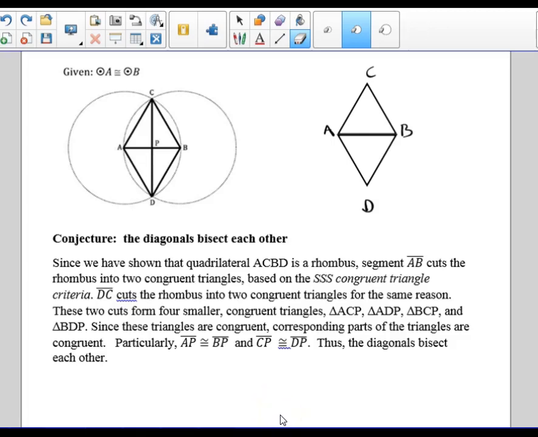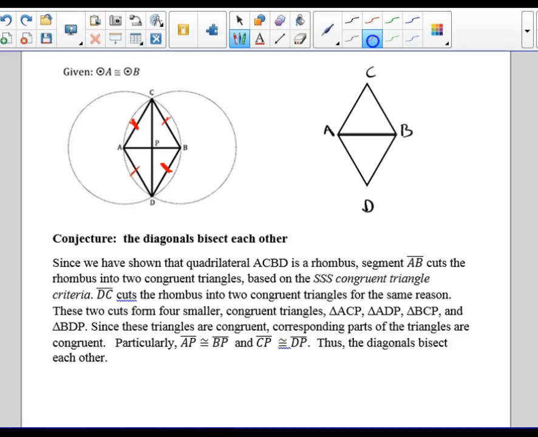The second conjecture we came up with was that the diagonals bisect each other. Again, we're given the same information: circle A is congruent to circle B. We already knew from the previous conjecture that ABCD is a rhombus, so we marked AC congruent to BC, AD congruent to BD. Then we said segment AB cuts the rhombus into two congruent triangles. The reason we said that was based on our SSS congruence criteria from the previous lessons in this unit.